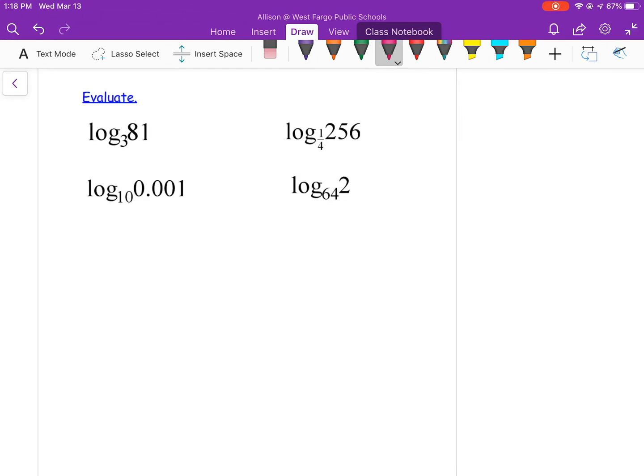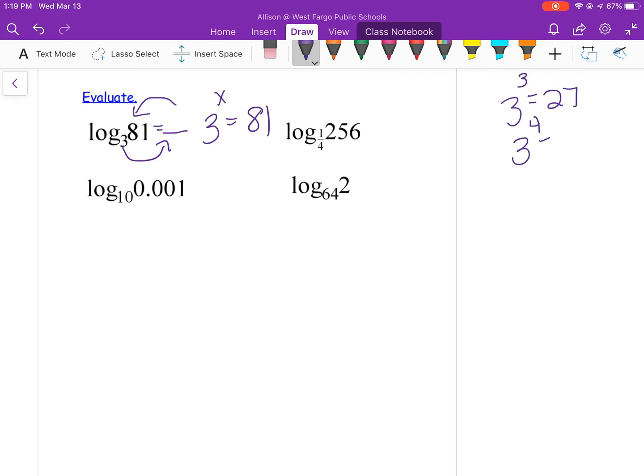So then we can evaluate these if we know that you have to raise it to some power. So this is really like 3 to what power here? What power equals 81? I know that 3 cubed is 27, and 27 times another 3 is 81. So 3 to the 4th is 81. So this one equals 4. So log base 3 of 81 is equal to 4, since 3 to the 4th equals 81.